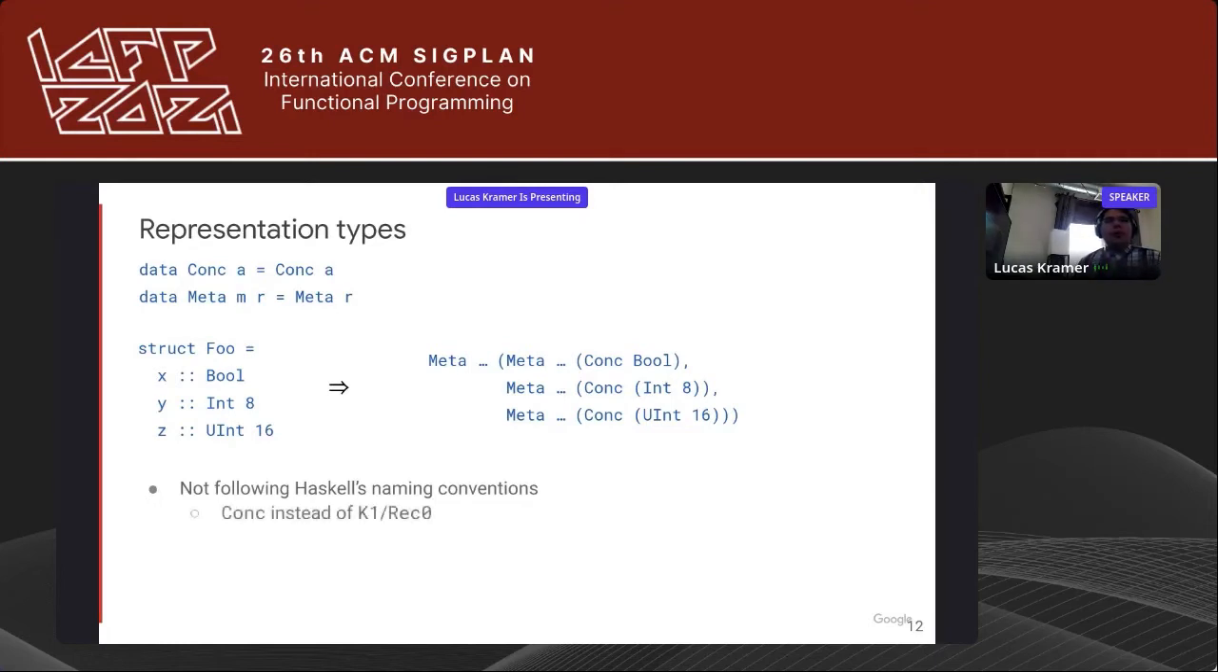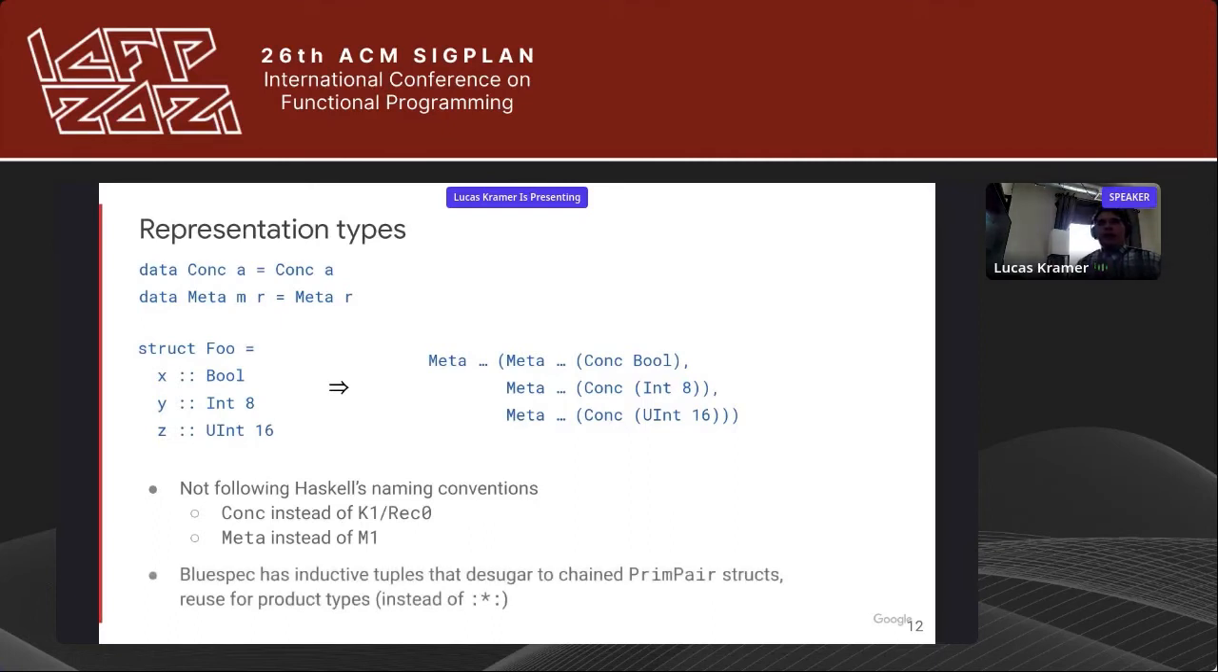So we're not following Haskell's convention. Instead of K1 or Rec0 for the bottom-level concrete types that are the members of the struct, we just have conc for concrete. Also, meta instead of M1 is what we use for tagging representation types with their metadata.